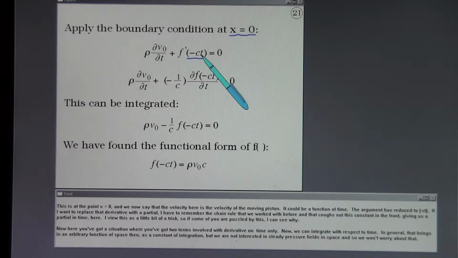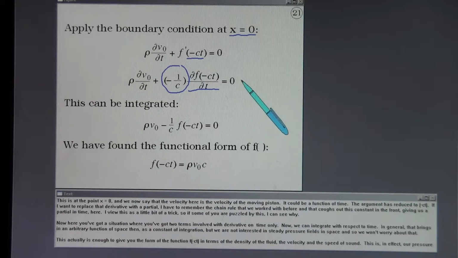If I want to replace that derivative with a partial, I have to remember the chain rule that we had worked with before, and that coughs out this constant in the front, giving us a partial on time here. I view this as a little bit of a trick, so if some of you are puzzled by this, I can see why. Now here you've got a situation where there are two terms involved with derivative on time only.